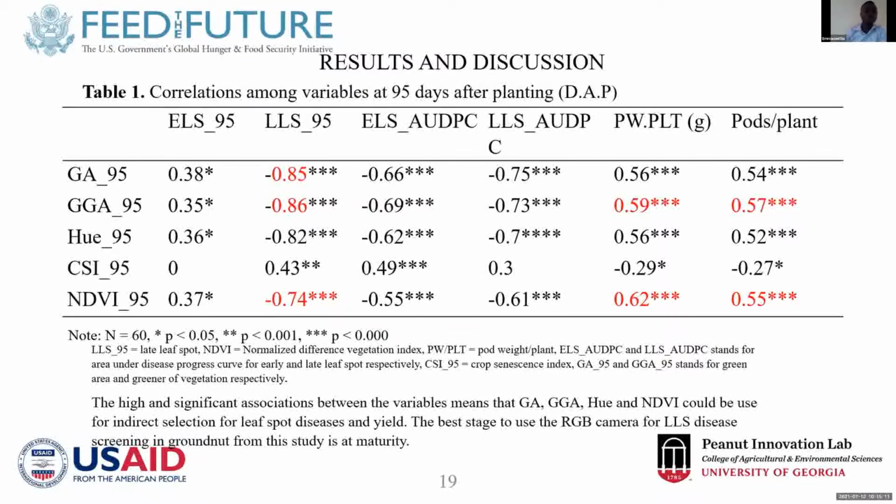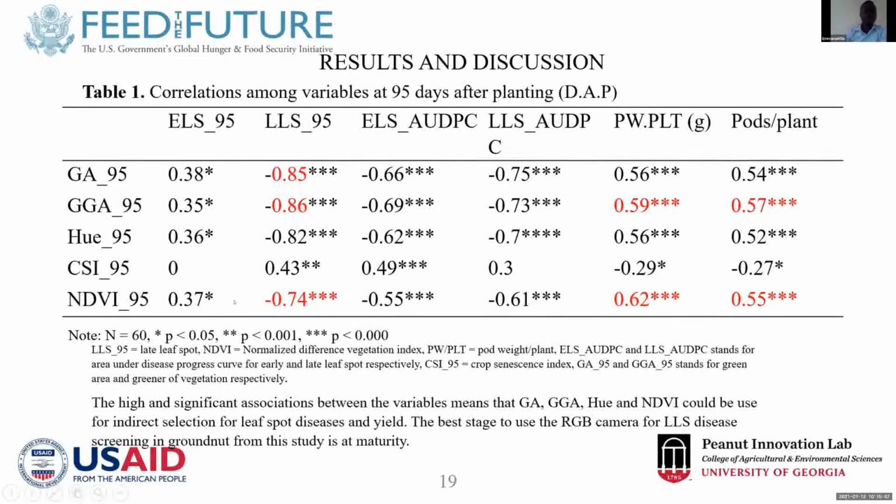From the table, it is observed that the ATP parameters, which were the green area, hue, crop senescence index, and the NDVI, had significant associations with the manual parameters measured, which were the leaf spot diseases, as well as the yield components. The highest of this association, which was negative, was seen between GGA at 95 and late leaf spots at 95.